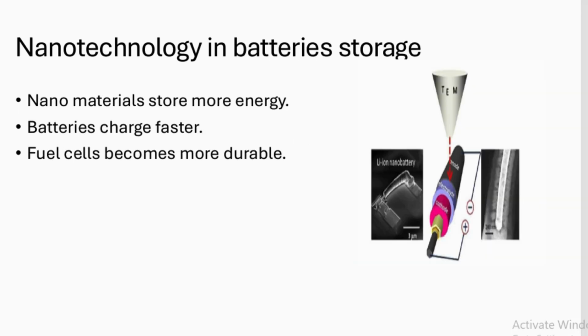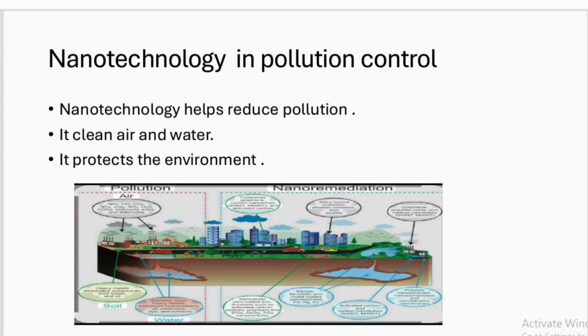Nanotechnology in battery storage, for example, nanoparticles store more energy. These particles or batteries charge faster and the fuel cells become more durable. Nanotechnology in pollution control, for example, nanotechnologies help to reduce the pollution. It cleans the air and the water and it protects the environment.